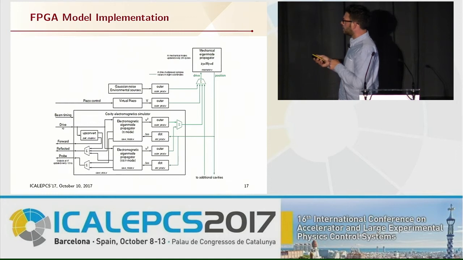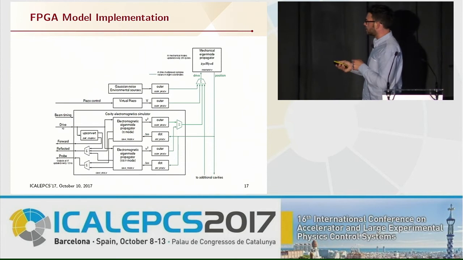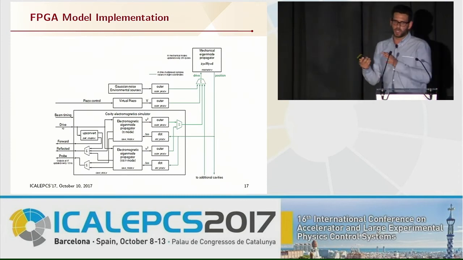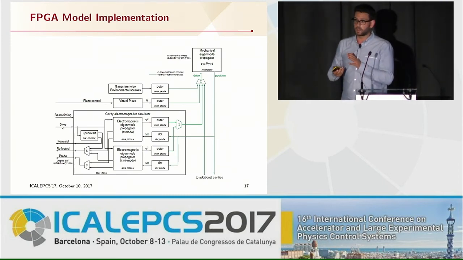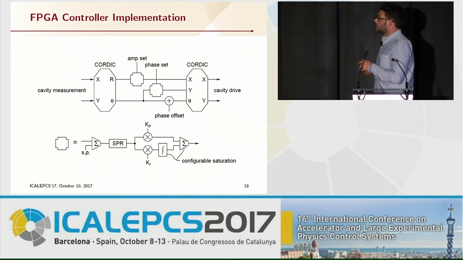And then there are the displacements that are then propagated to the different modes to shift the resonance frequency. So it's just the HDL implementation of the diagram that I was showing earlier. And this is the controller.